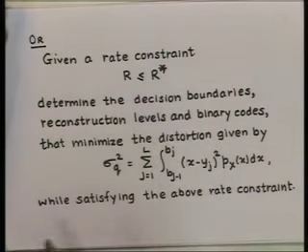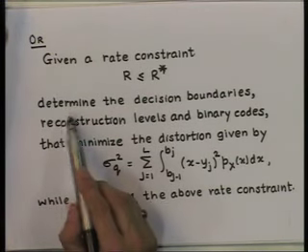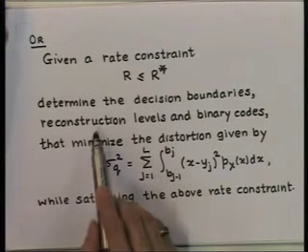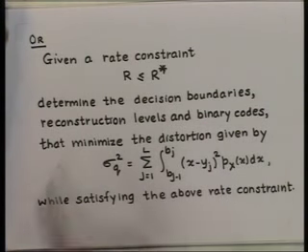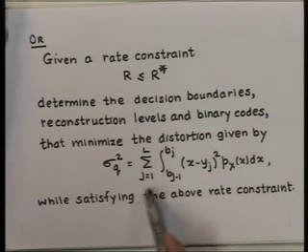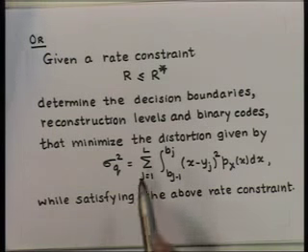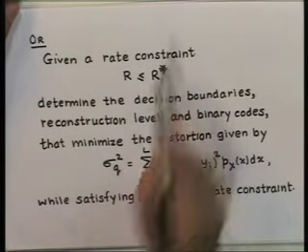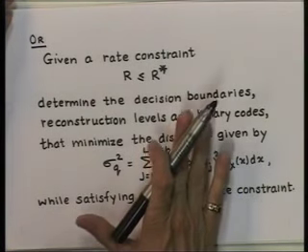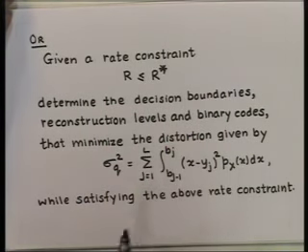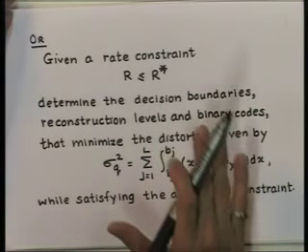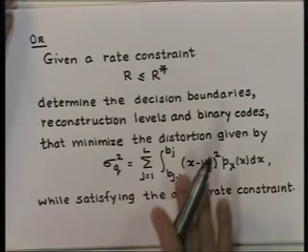Given a rate constraint, determine the decision boundaries, reconstruction levels and binary codes that minimize the distortion given by this expression while satisfying the above rate constraint. Now, this problem statement of quantizer design, while more general than our initial statement, is also substantially more complex. However, in practical applications, there are situations in which we can simplify the problem.